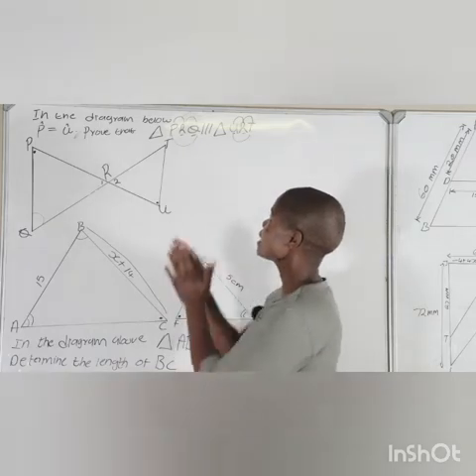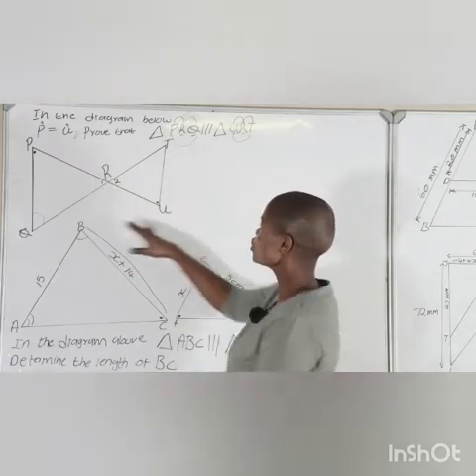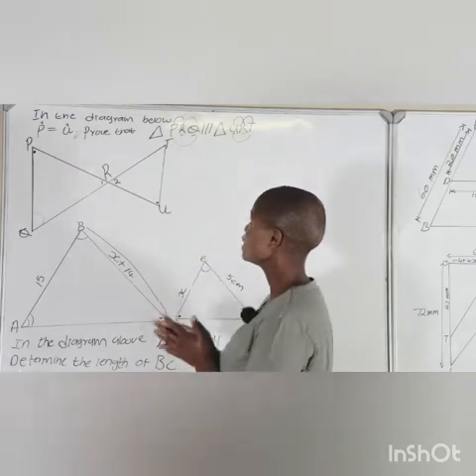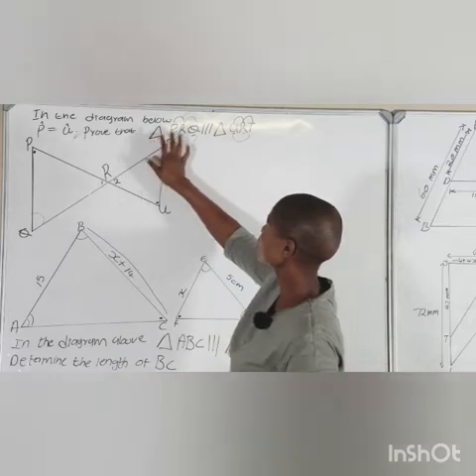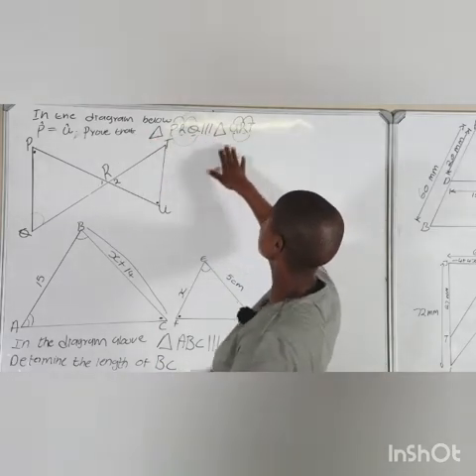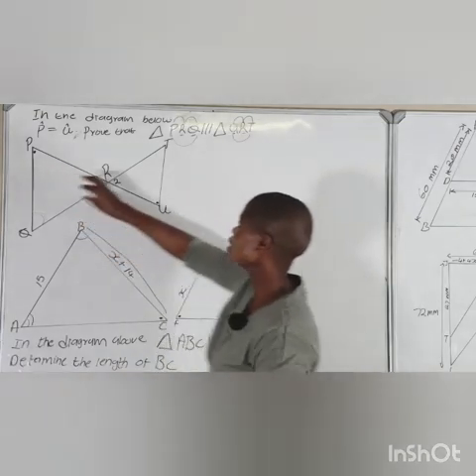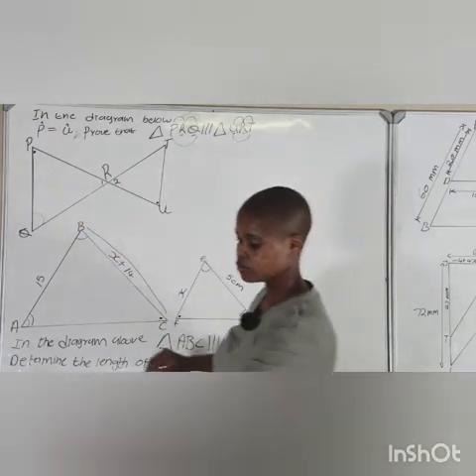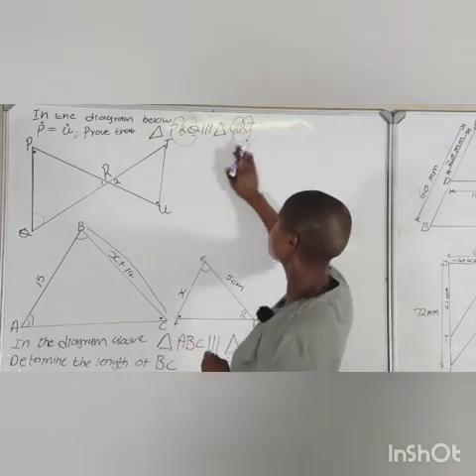They say in the diagram below, angle P is equal to angle U. Prove that triangle PRQ is similar to triangle URT. So basically we're proving this triangle is similar to this triangle. Okay guys, this is so easy. I'm looking forward to proving this with you guys.